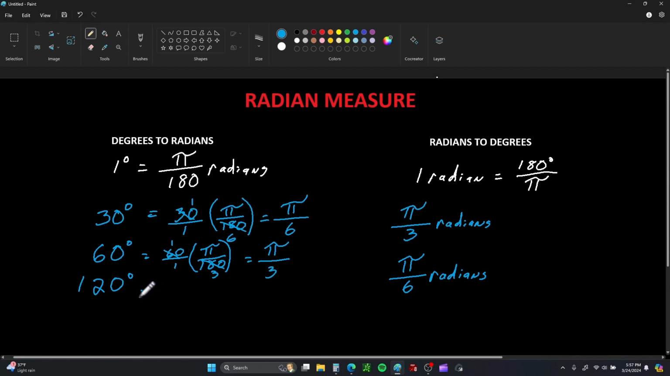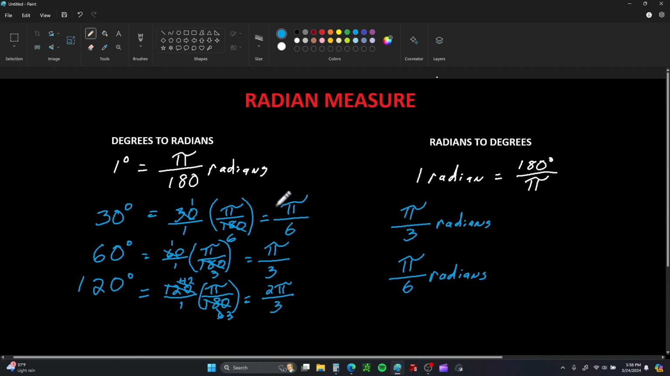And for this last one, you have 120 over 1 times pi over 180. 30 goes into 120 4 times, and 30 goes into 180 6 times. This reduces further to 2 and 3. So we would get 2 pi over 3.